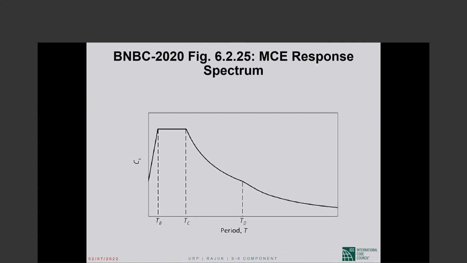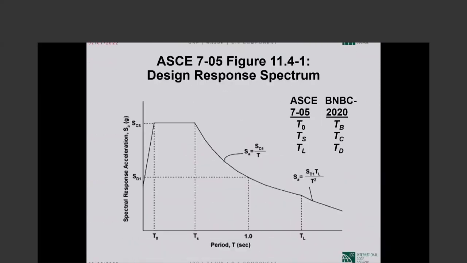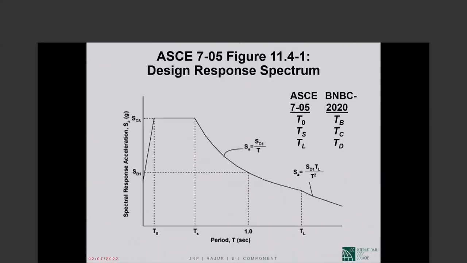Between S sub A and C sub S, the way ASCE 7 and BNBC use these two notations, it's quite confusing. So I will try to clear that up. Anyway, you see that the spectral shape is very much the same. Okay, this T sub B was T sub 0 in the ASCE spectrum. T sub C was T sub S, where the flat top meets the descending branch. And this T sub D was T sub L. Okay. So it is the same shape, but obviously described a little differently.